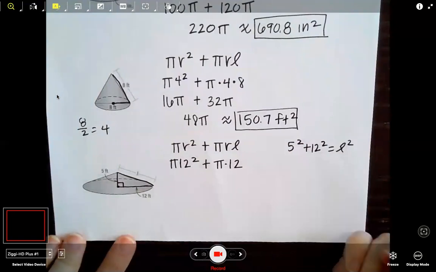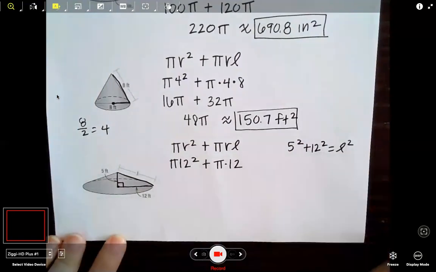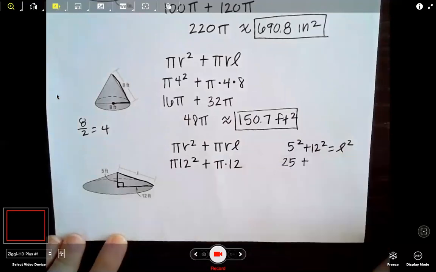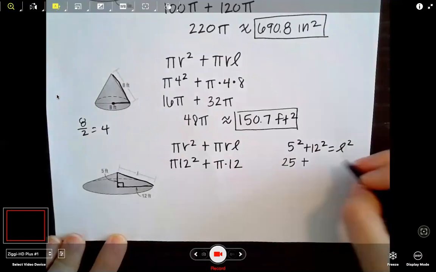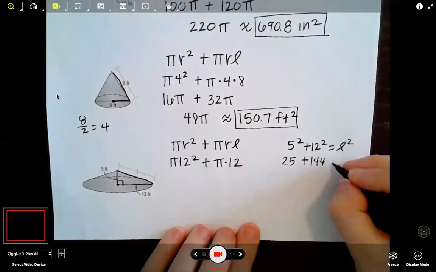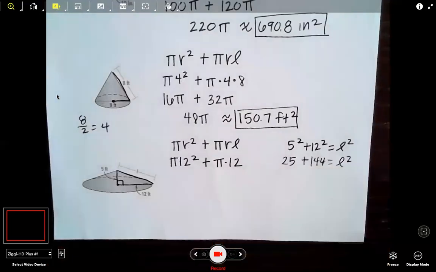Okay, what is 5 squared? 25. Beautiful. 12 squared? 144. Yep. Now we got to add those together. 169. Beautiful, beautiful. You guys are rocking.